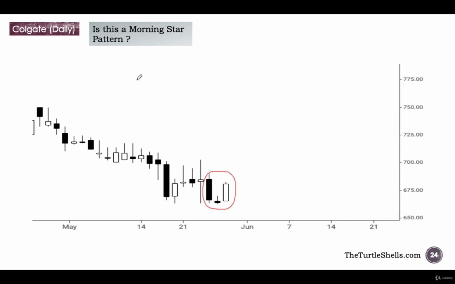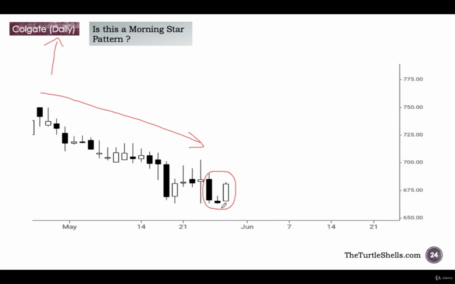Is this a morning star pattern or not? So let's analyze this. This is a daily time frame chart of Colgate. So the market is in a downtrend. First condition satisfied. Second condition, long black real body, satisfied.